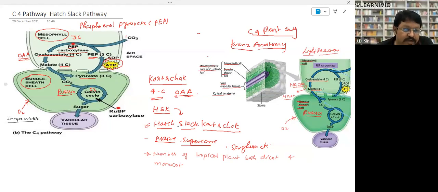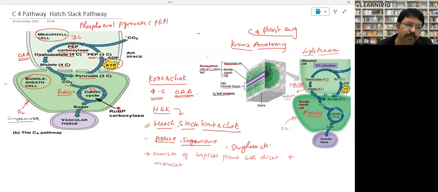And pyruvate will again convert into PEP. This cycle will go. Here, malate has broken down, and it has released pyruvate and carbon dioxide. This carbon dioxide will be taken by Rubisco, and the C3 cycle will go on. So here, Rubisco is the secondary or second carbon dioxide acceptor in C4 plants, and the Calvin cycle will go on. That's how the Calvin cycle goes on in C4 plants.